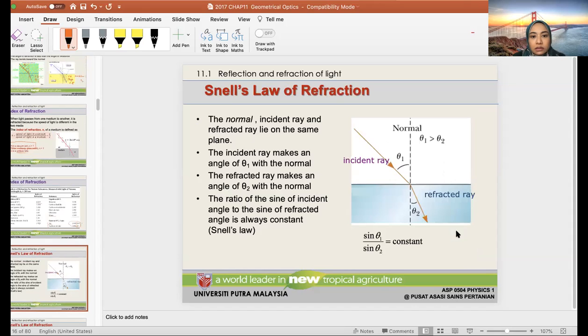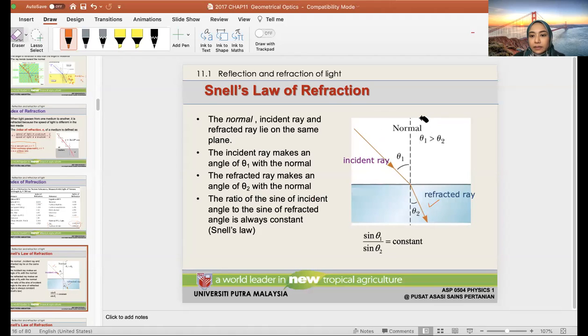Okay, Snell's law of refraction. I'm pretty sure you have learned this, but it's okay. We will learn it again. So the normal, the incident ray and the refracted ray all lie on the same plane. Meaning, you can draw them all on the same plane, on a piece of paper, in one dimension. The incident ray makes an angle of theta 1 with the normal. The refracted ray makes an angle theta 2 with the normal. Okay, so that's straightforward.